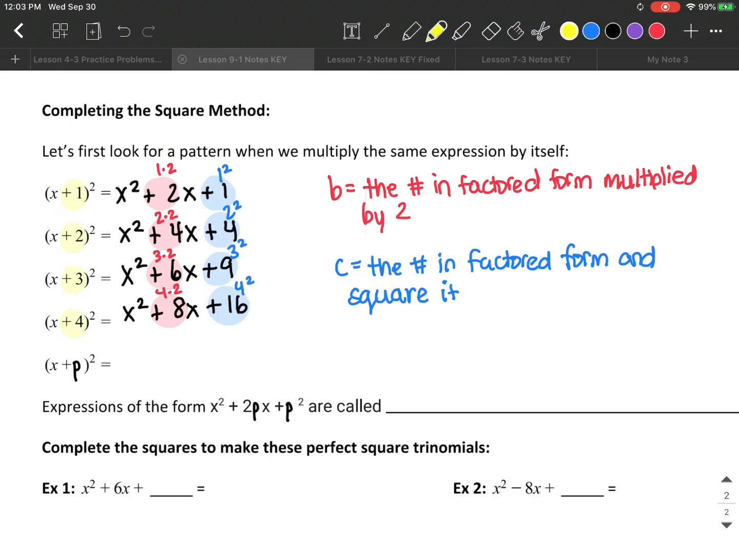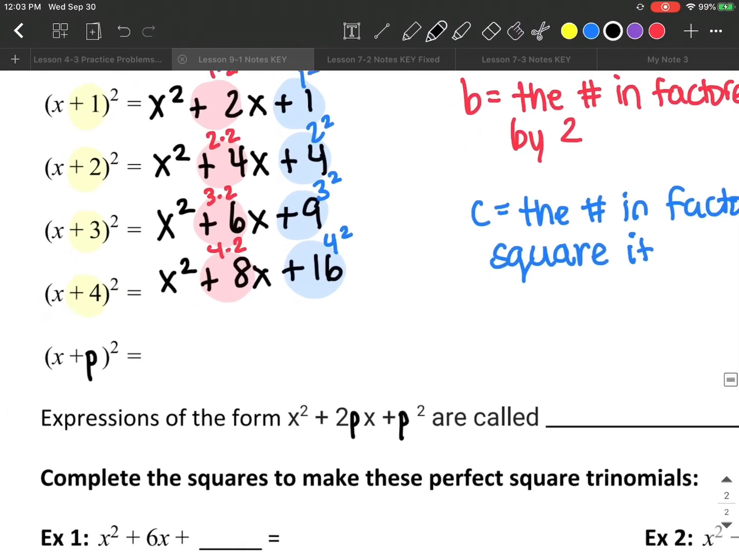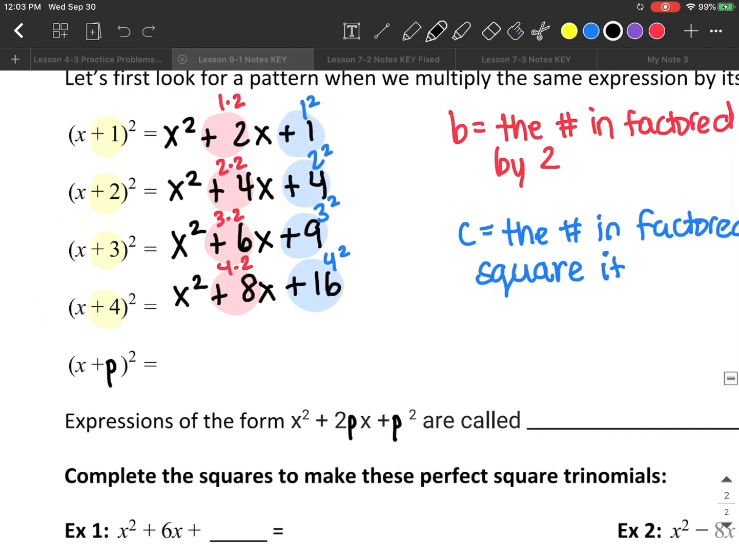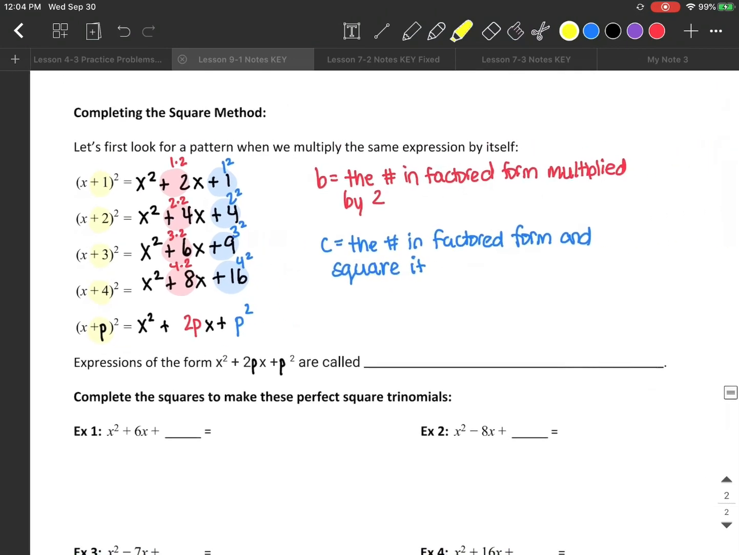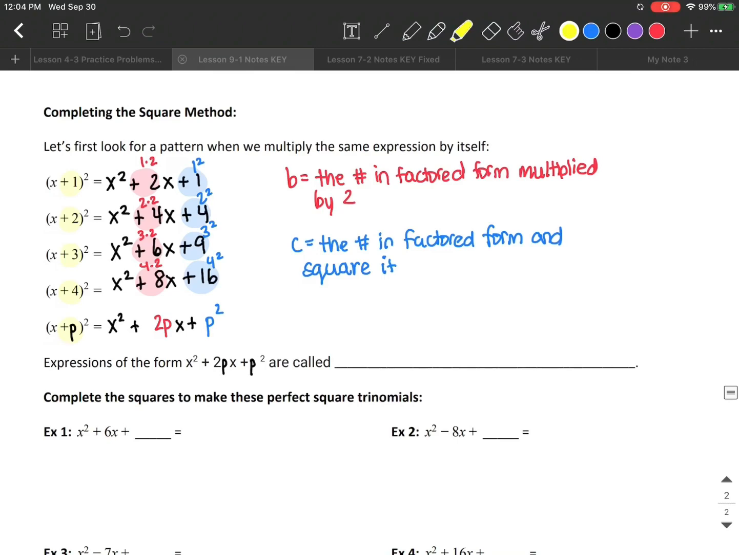So if I wanted to write a general formula here, the first term is always going to be x squared. The second term is my x term. The coefficient to that is going to be whatever 2 times the number is. So if I have p, it's going to be 2p. And then for the blue, to find the blue number, I'm going to take p and raise it to the second power. So I took this number inside of the parentheses and I raised it to the second power. And that's what I do to complete the square.